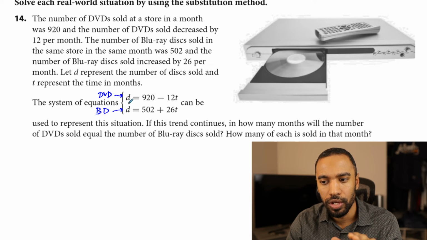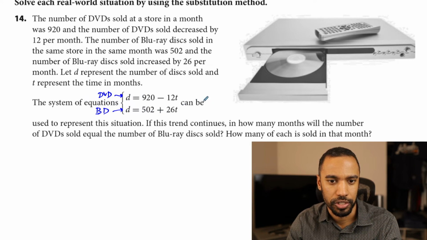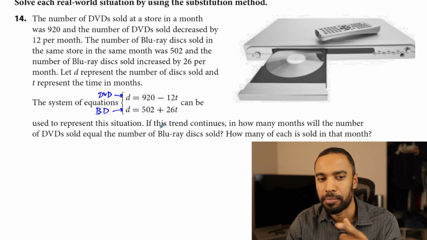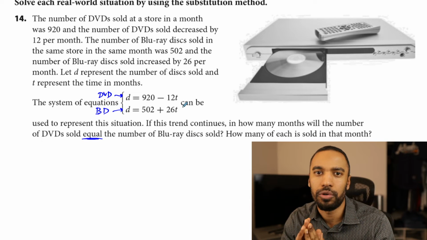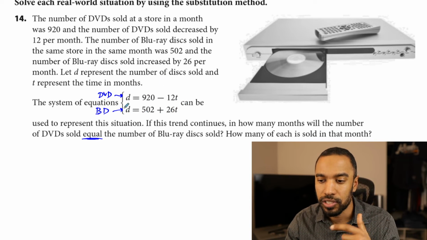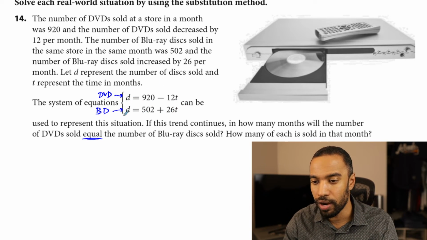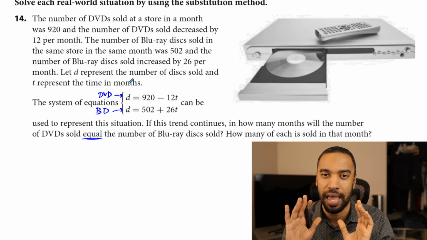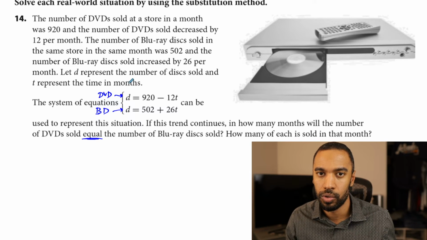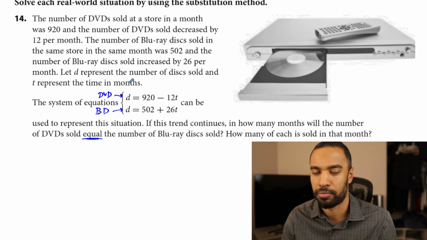But we're looking for, what do you think the question is? If this trend continues, how many months will the number of DVDs sold equal the number of Blu-ray discs sold? So it's not let B equal number of Blu-rays to equal number of DVDs. They're the same variable. The point is we want to figure out when Blu-ray discs match DVD discs by quantity, when they have the same exact amount. I want to know when we have equal amount of discs after a certain number of months.